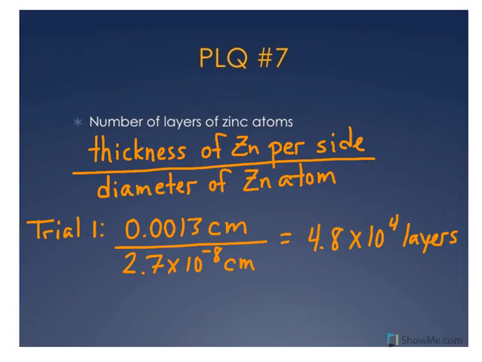Post-lab question number 7 has you determine the number of layers of zinc atoms present. So to do this, you take the thickness of zinc per side and divide it by the diameter of a zinc atom. And I have my data here for trial number 1, so 0.0013 centimeters divided by the diameter of a zinc atom, which is defined as 2.7 times 10 to the negative 8 centimeters. So for my particular trial here, I had 4.8 times 10 to the 4th layers of zinc.